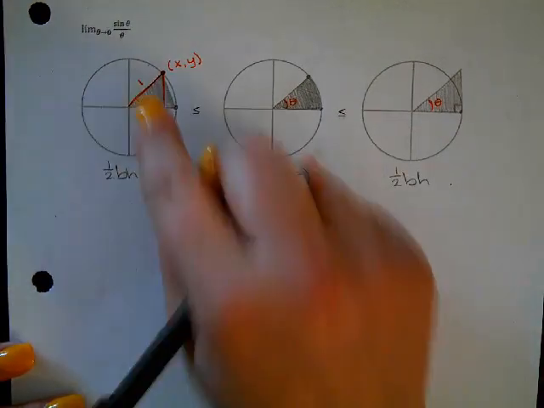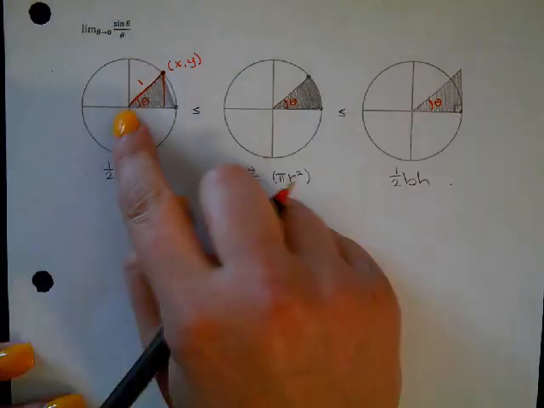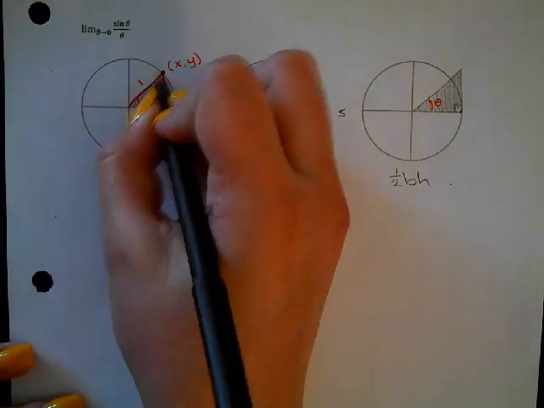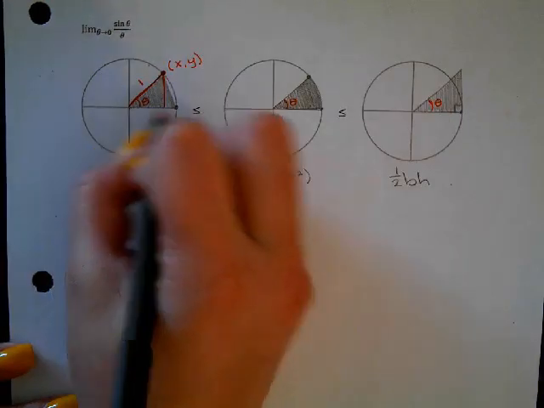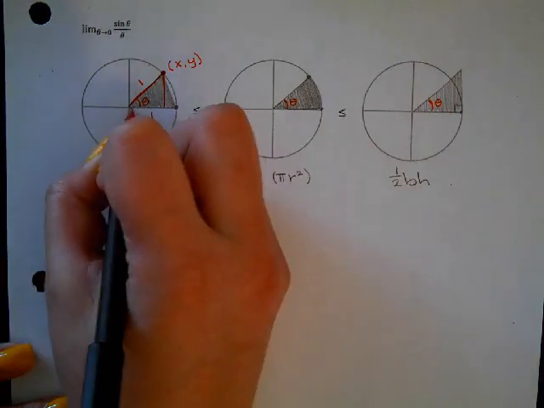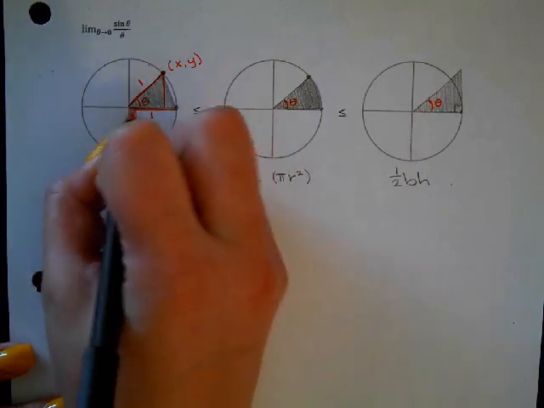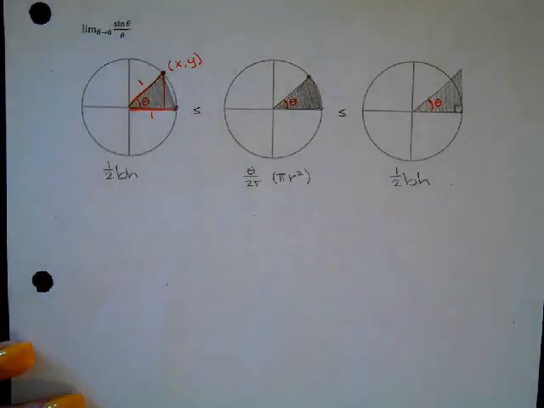So from the center to the edge is a length of 1. From here to here is a length of 1. From here over to here is a length of 1, right? So the base of this circle and the base of this triangle is a length of 1. Would we agree with that? The hypotenuse of that triangle is a length of 1 as well.